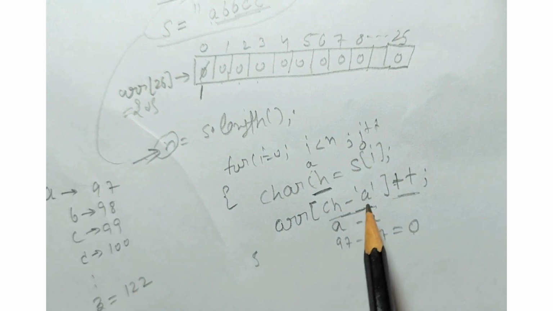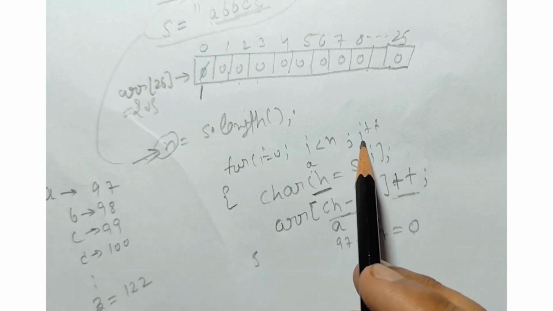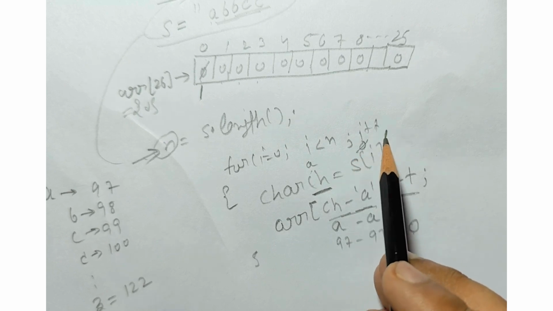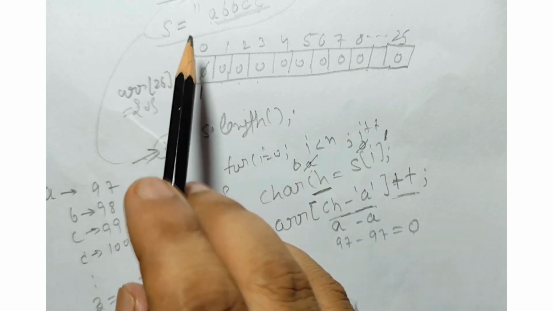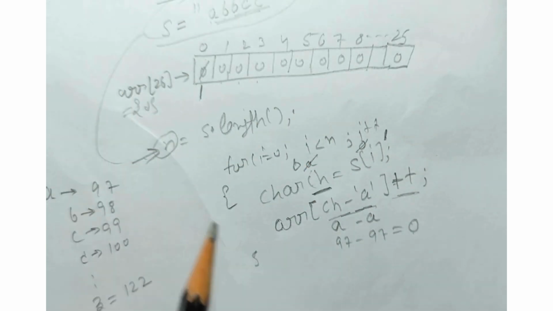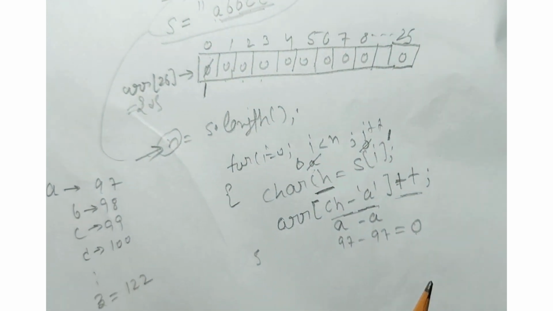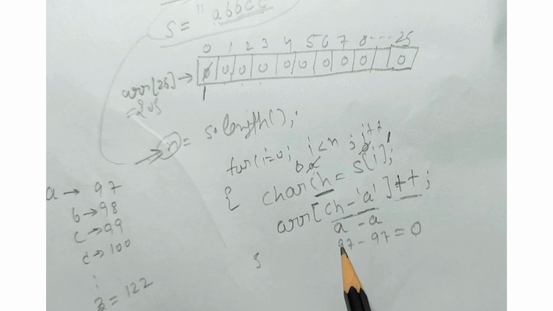After this, b will come. After this, I is updated. I becomes 1. So now this character will be replaced by b, because the second character, at index 1, is b. Okay. So b minus a, here now b is updated.